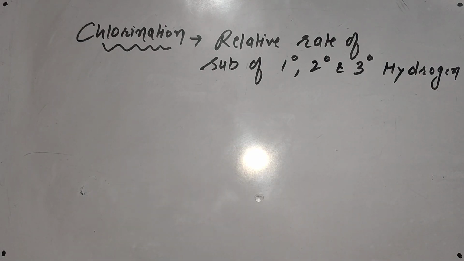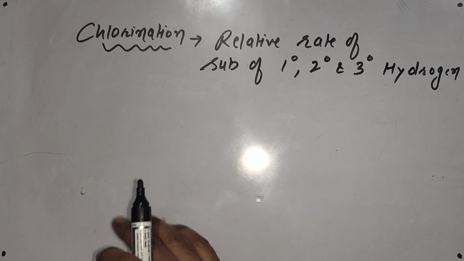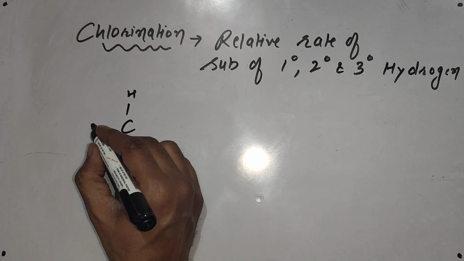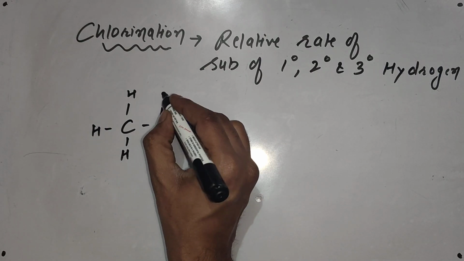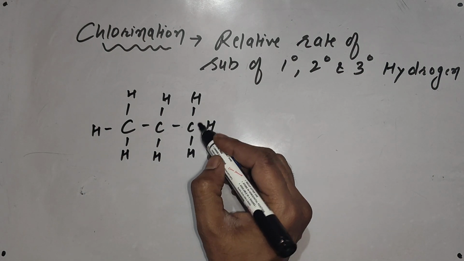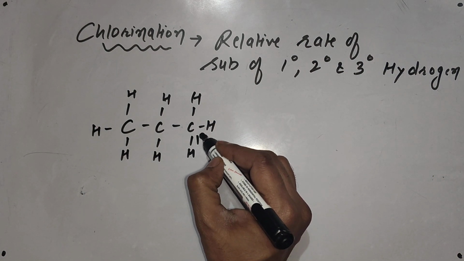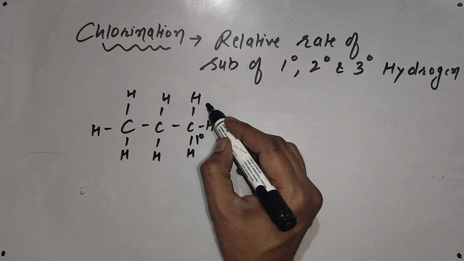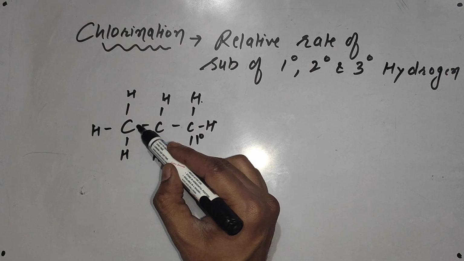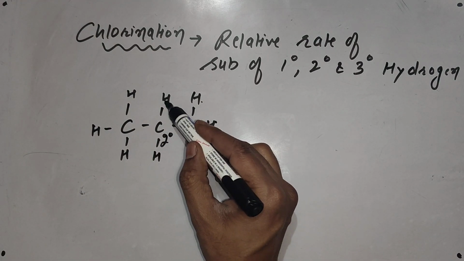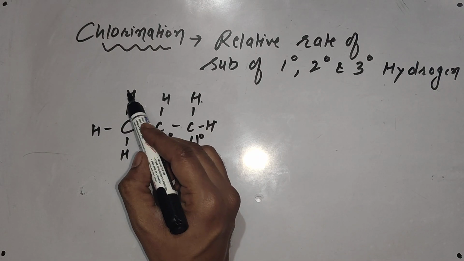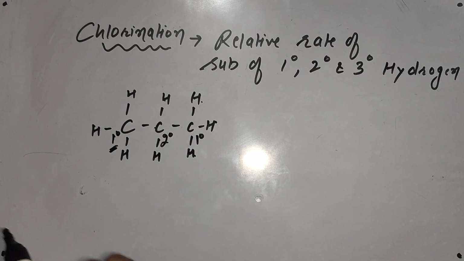As in the previous video, we have understood that in alkane, hydrogens can be of different types. For example, if I have this alkane, what is the degree of this carbon? It's 1 degree carbon because it is directly attached to 1 carbon. So these hydrogens are 1 degree hydrogens. What is the degree of this carbon? It is 2 degree carbon. So these hydrogens are 2 degree hydrogens. What is the degree of this carbon? It is a 1 degree carbon. So these hydrogens are 1 degree hydrogens.